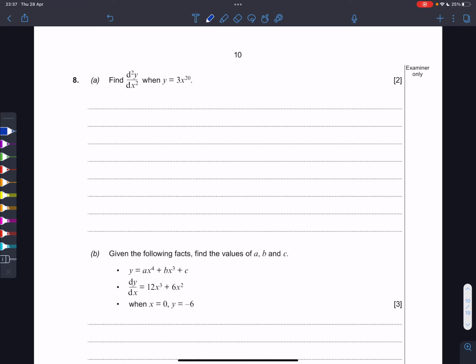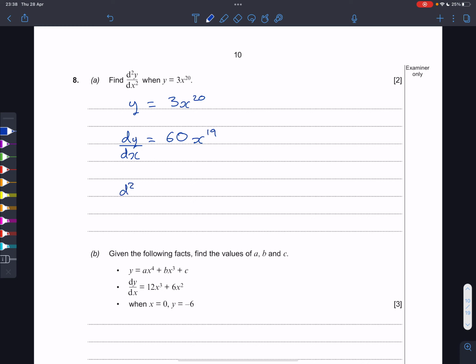Okay, second derivative question here. So I'm going to start with y equals 3x to the 20. It's a fairly standard question, so fairly straightforward. So dy by dx is going to be 3 lots of the derivative of x to the 20, which is 20x to the 19. So you get 3 times 20, which is 60x to the 19.